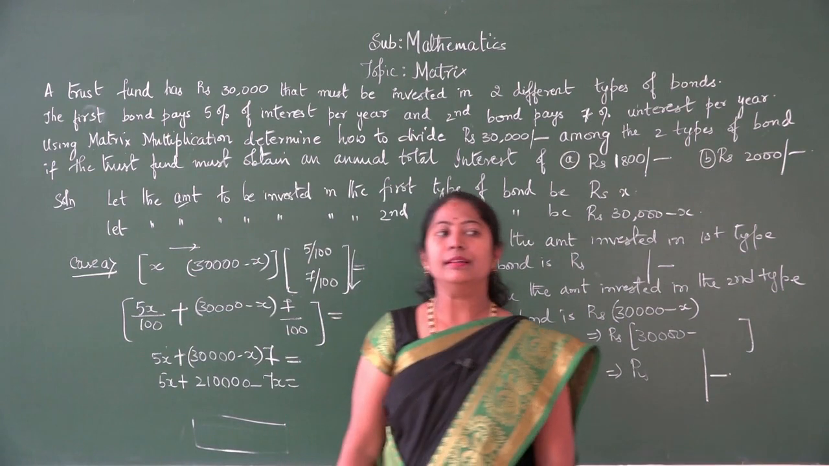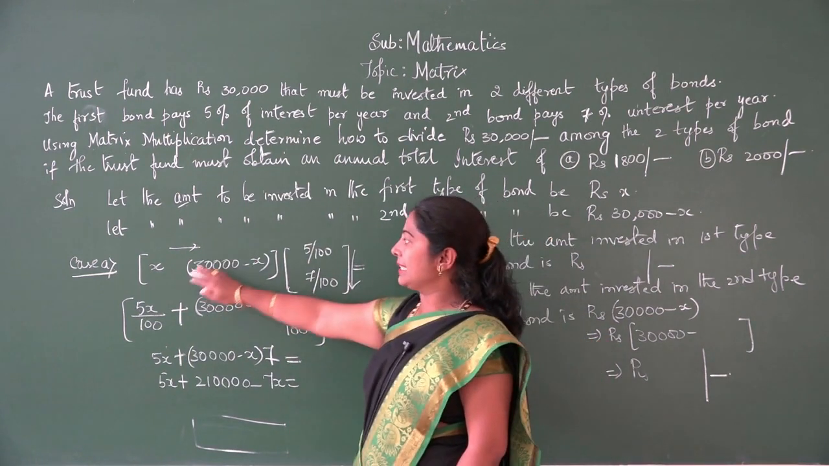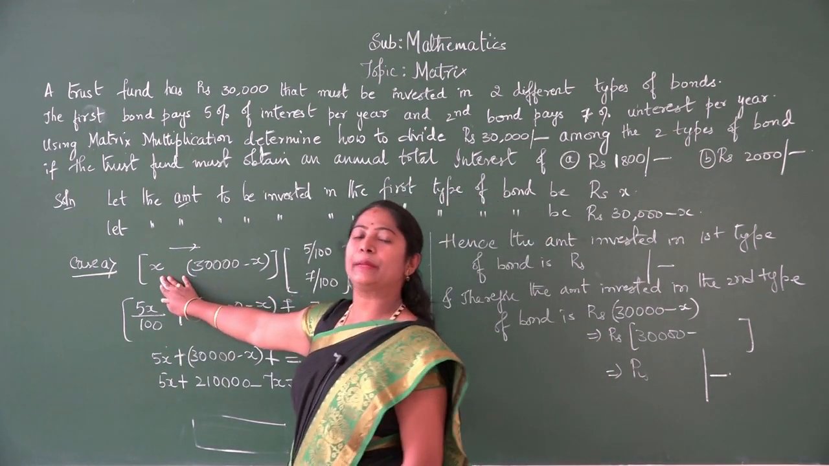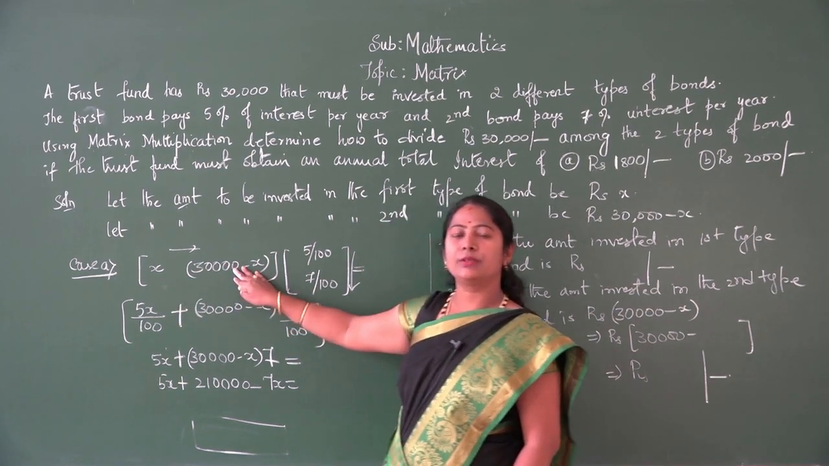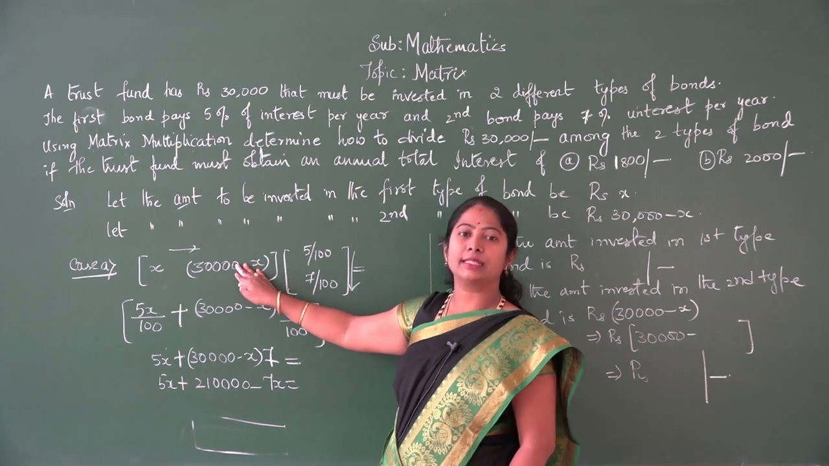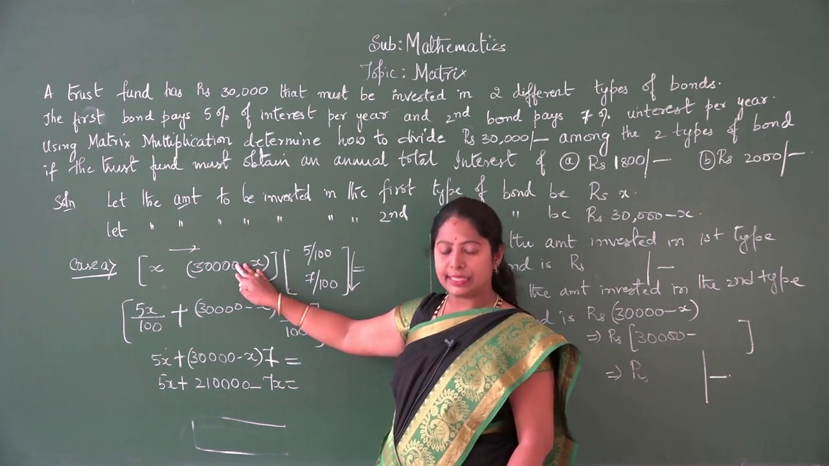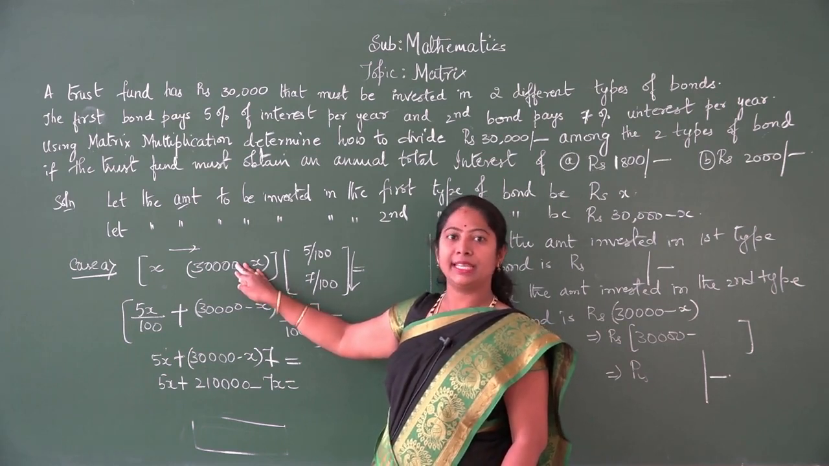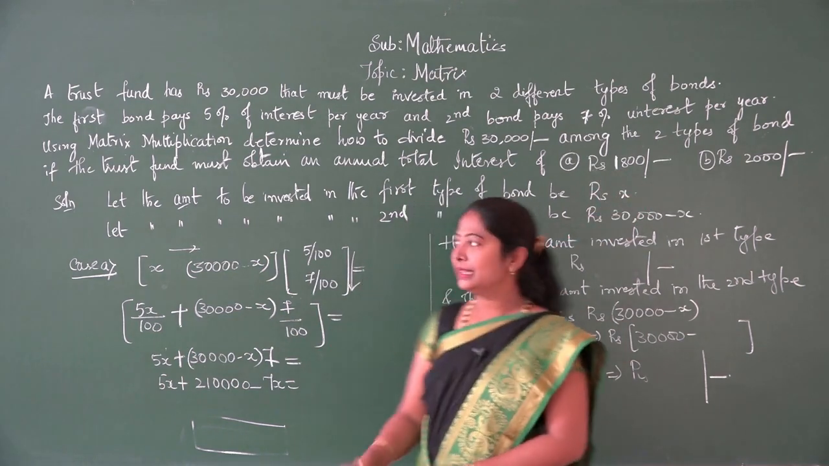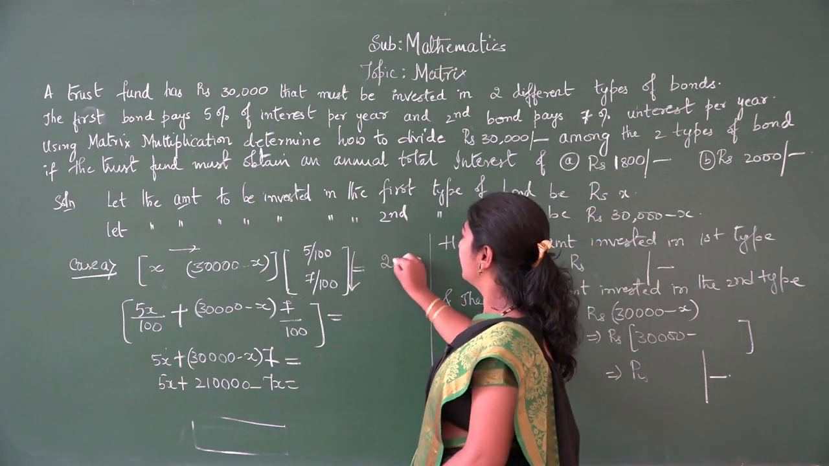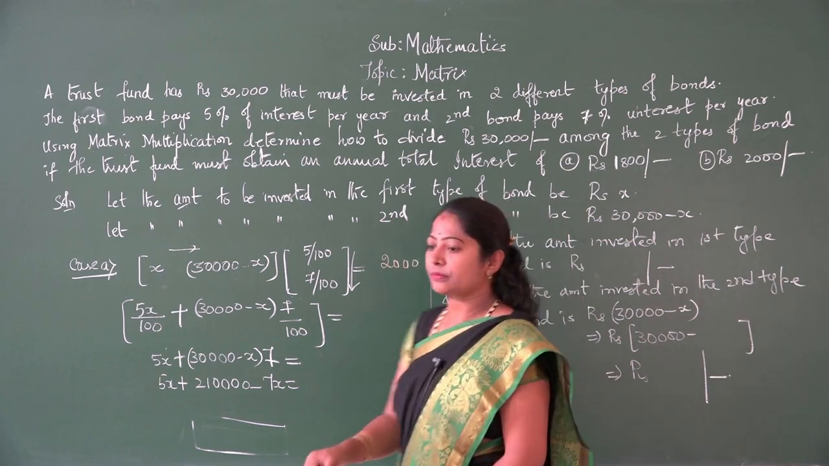Moving on to the second case. What does x represent? X represents the amount to be invested in the first type of bond. What does 30,000 minus x represent? That is the amount to be invested in the second type of bond. In the first case, we did solve for rupees 1,800, and in this case we shall solve for rupees 2,000.